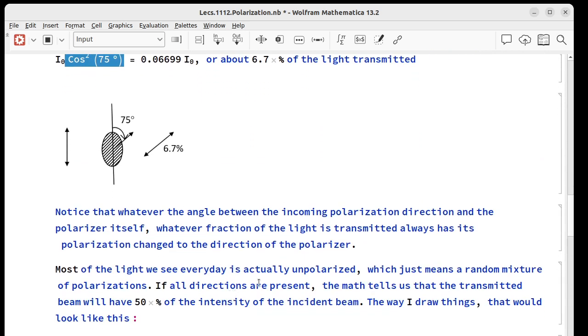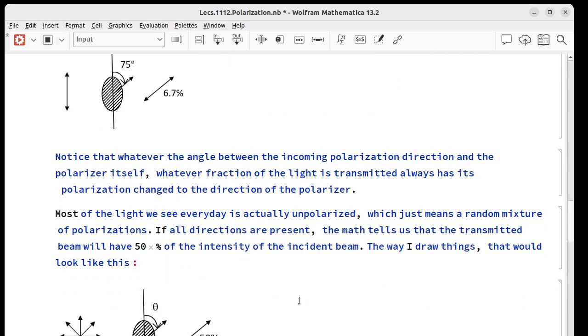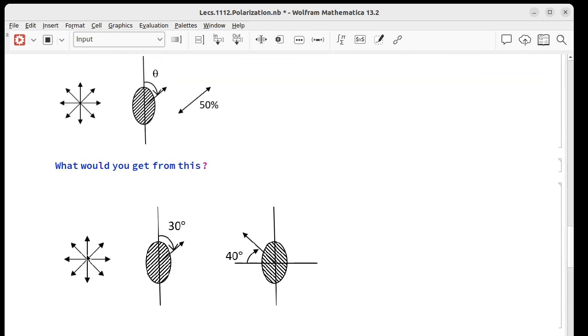Most of the light that you see every day is unpolarized, and what that really means is a random mixture of polarizations. If I want to indicate unpolarized light on a test, I'll draw something like this. So you've got all sorts of different polarizations here. If we have unpolarized light, what the math from quantum mechanics tells us is half of it will get through and half of it won't, whatever the polarizer angle. So I don't have to know what this theta is at all. If I know I have unpolarized light going in, I'll get half the intensity coming out, and it will be aligned with this polarizer.